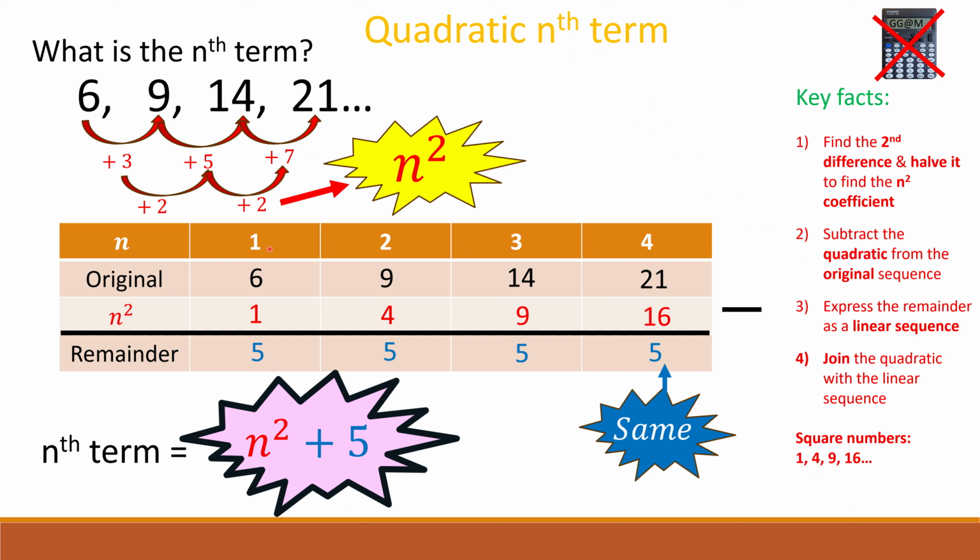So for example, if n was 1, 1 times 1 is 1, plus 5 gives me 6, the first number of my sequence. If n is 2, 2 squared is 4, plus 5 is 9, the second term of my sequence. So this is how I work out the nth term for a quadratic sequence when all the remainders are exactly the same.